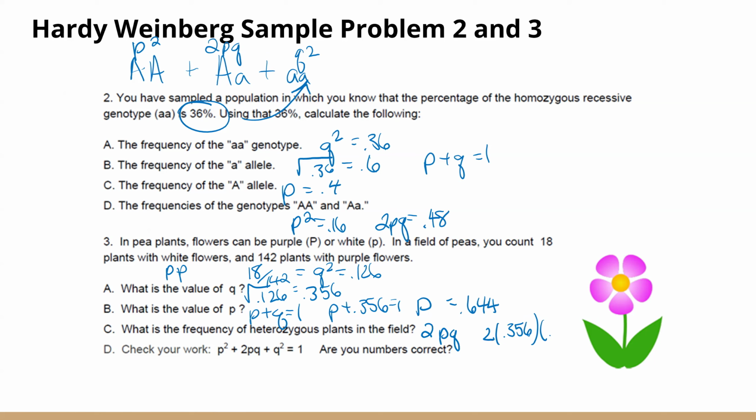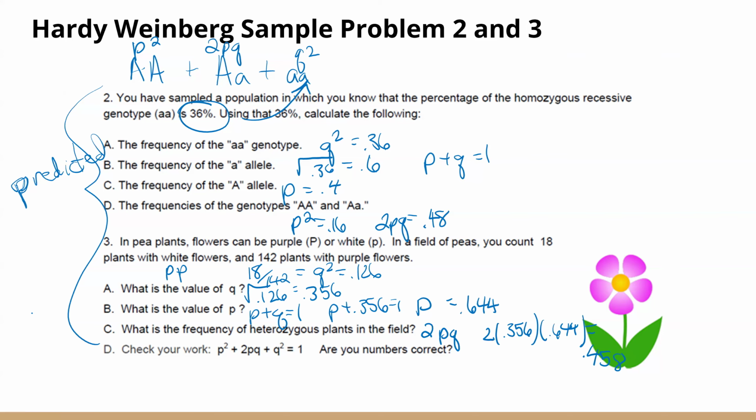0.356 times 0.644. And that's going to give me 0.458. And then they want you to check your work down here. So you can expect to see some prediction problems like this. And again, what we're doing here is predicted. If we had the ability to look at all of the individuals, or to do a sampling of the individuals, we could see if our predictions match the actual.